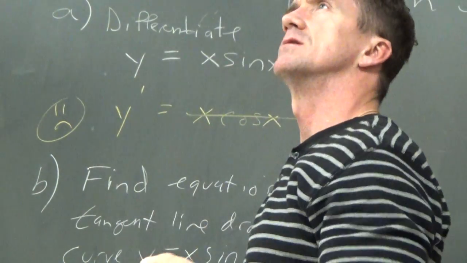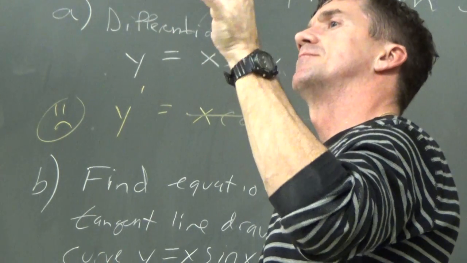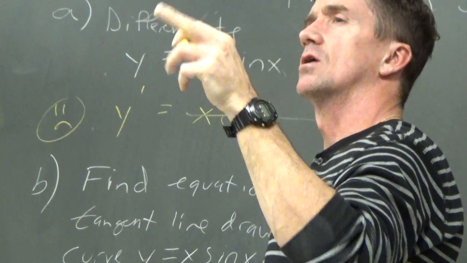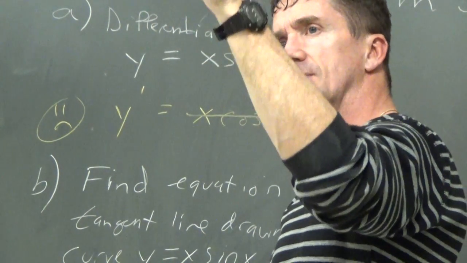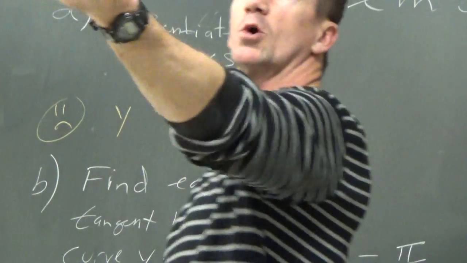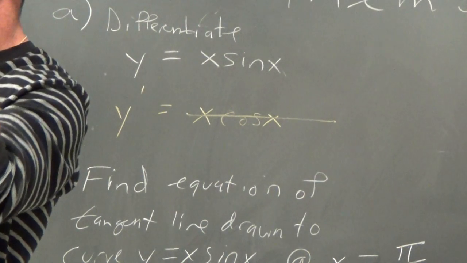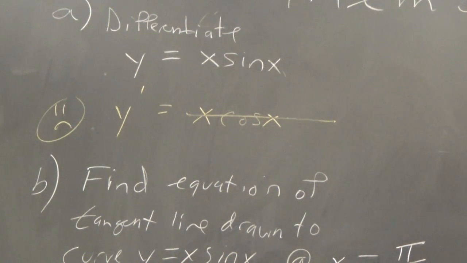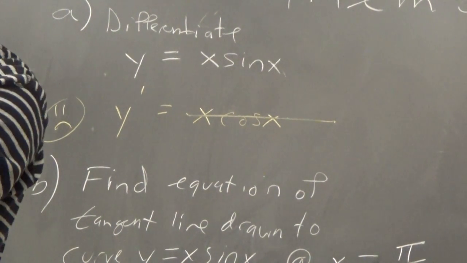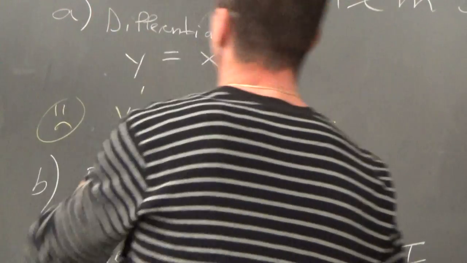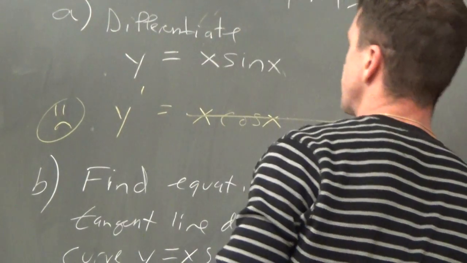Now, how does the product rule go? Let's see if you can do it from memory. M times n prime, is it the plus or the minus? Good. M times n prime plus n times m prime, right? Or in words, first times derivative of the second plus second times derivative of the first, if you like that. All right, your first, your second.